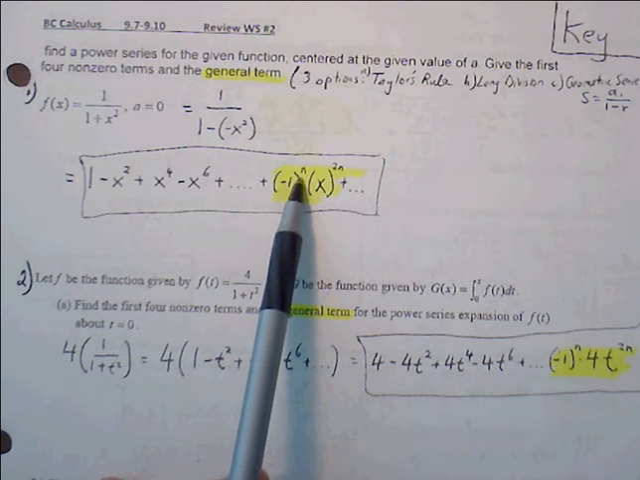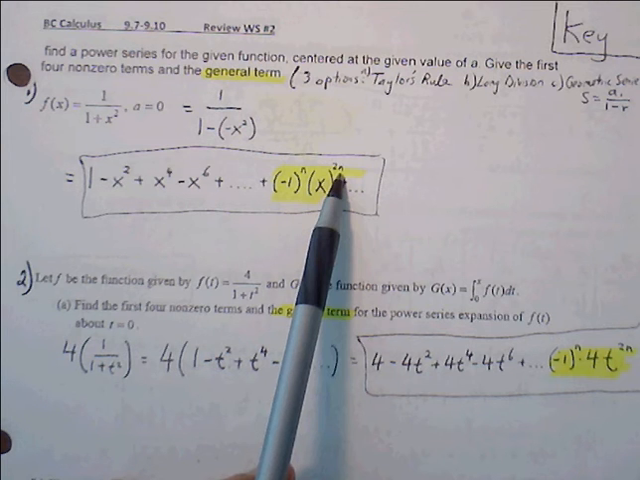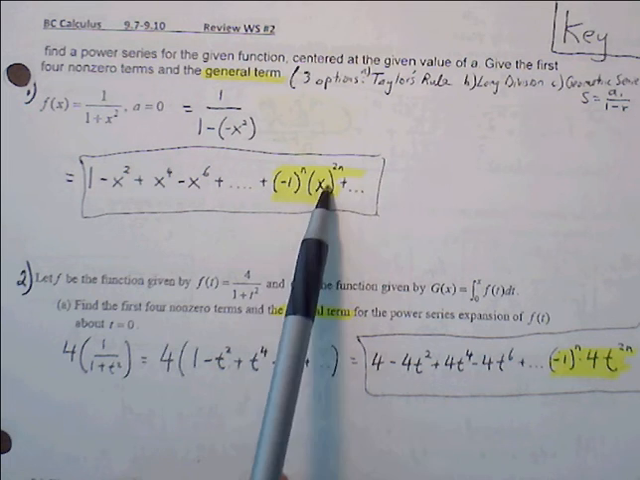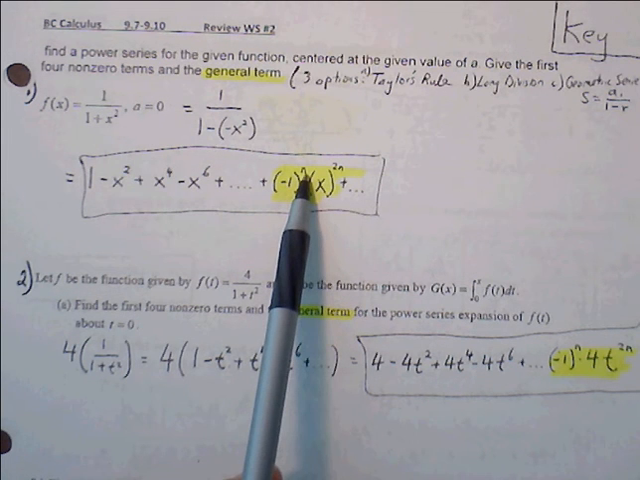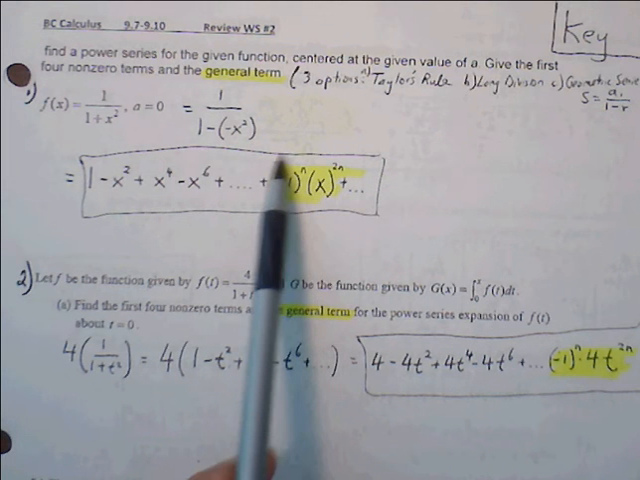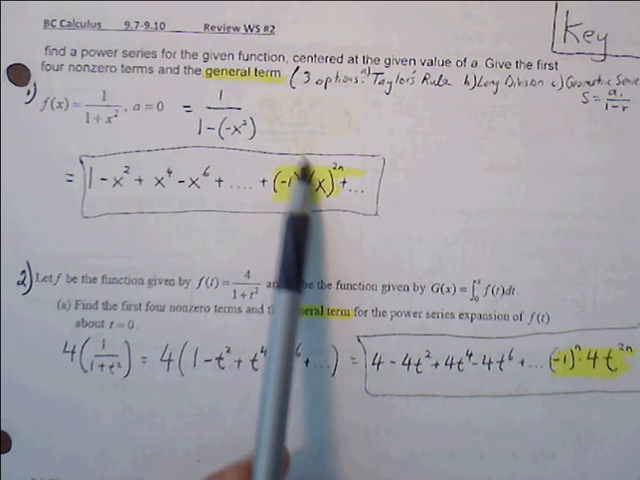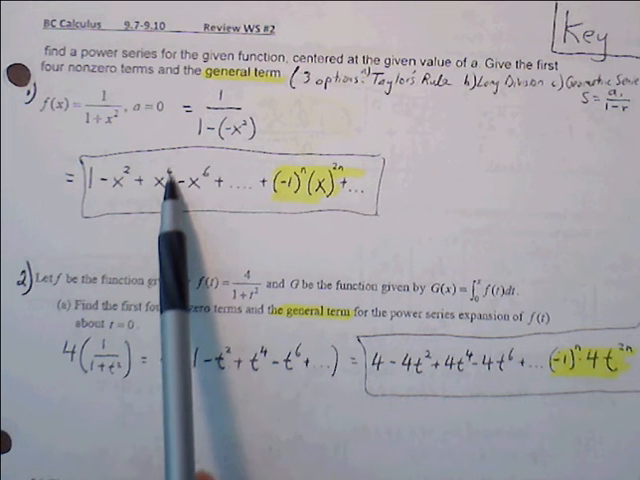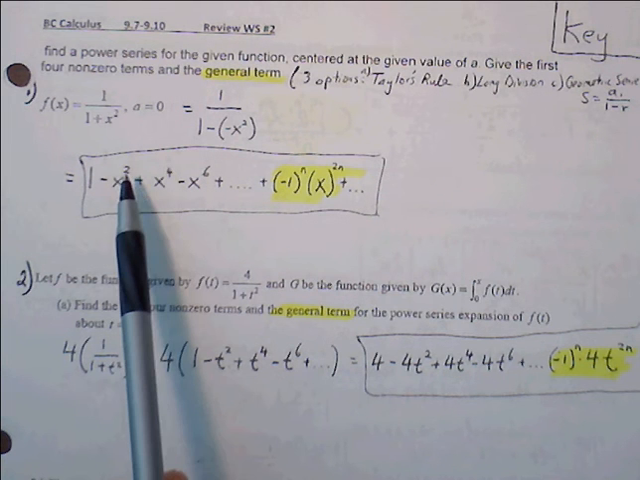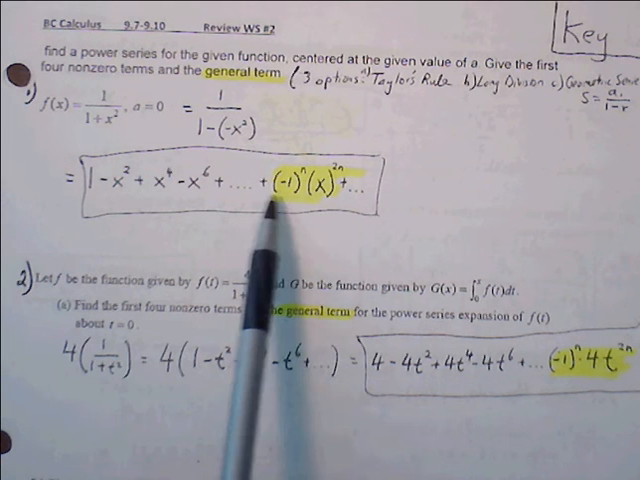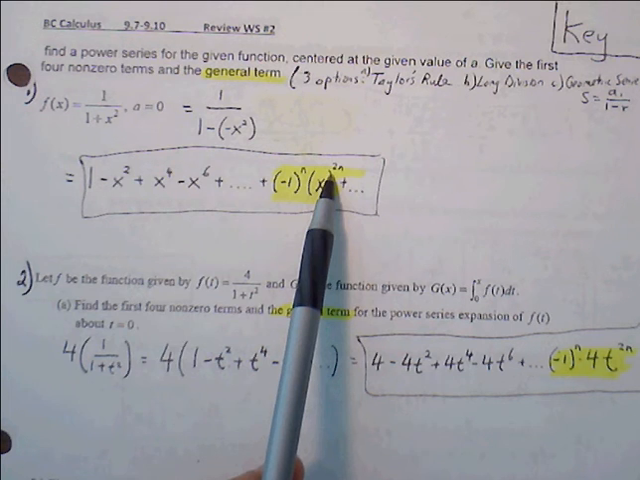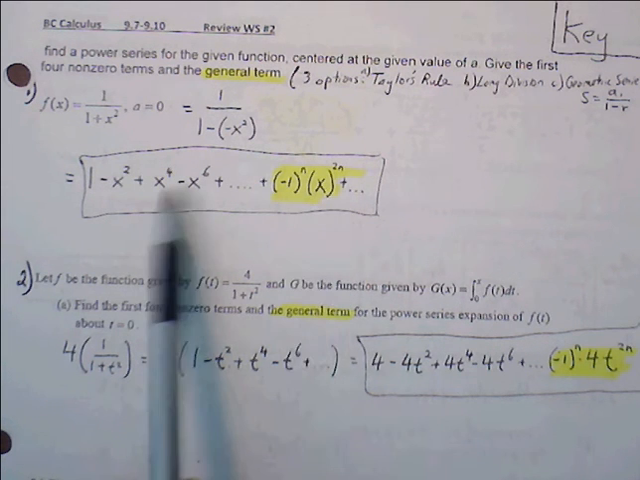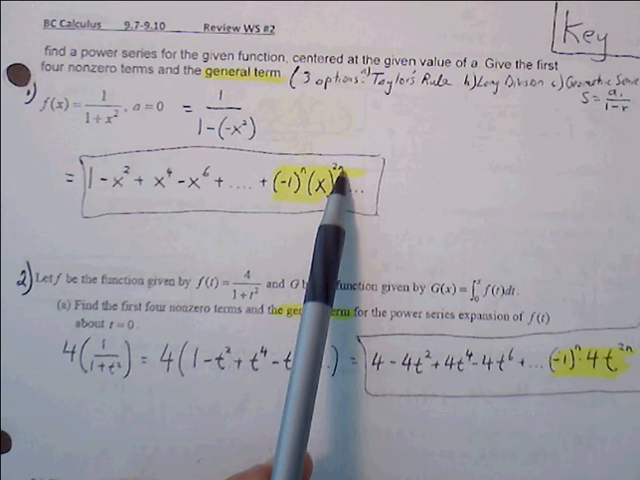So negative 1 to the 0 times x to the 0 is going to be 1, so that's the first term. And then we move on to n equals 1. This causes the alternating signs. And then x to the 2n causes each exponent to multiply by 2. So x to the 2n, if I plug in 1, it will give me 2. If I plug in 2, it will give me 4. If I plug in 3, 2 times 3 is 6.